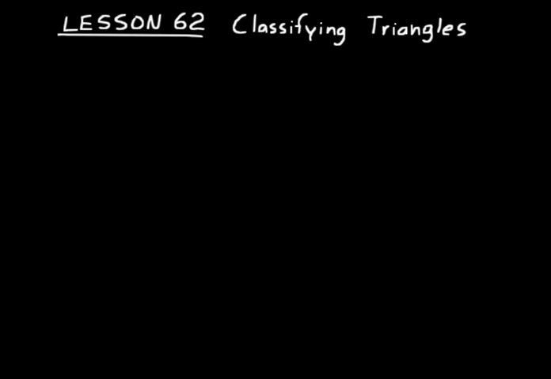Lesson 62 is about classifying triangles. Now let's just remember from Lesson 7 we talked about classifying angles. And triangles are made of three angles, right? We can have an acute angle, we can have an obtuse angle, and we can have a right angle that's always designated by a little box on the vertex.